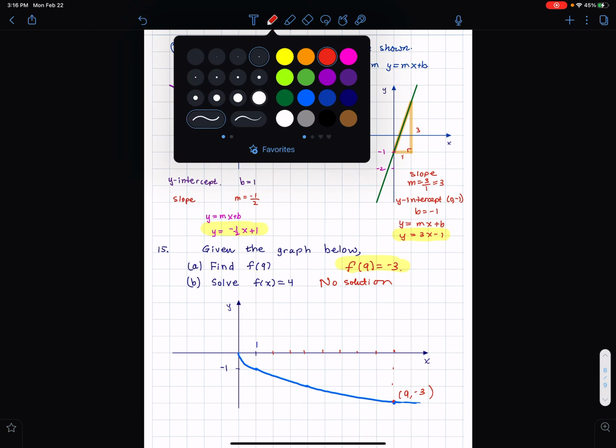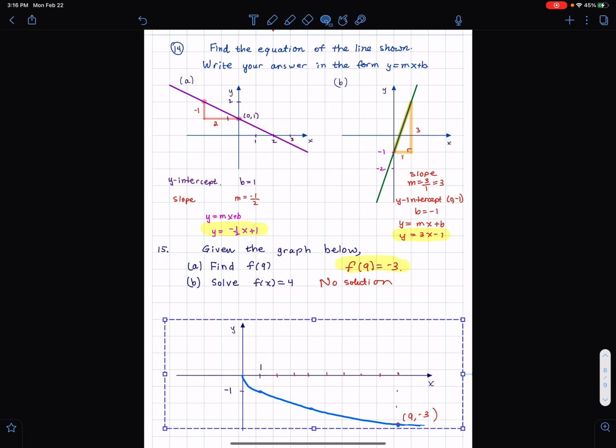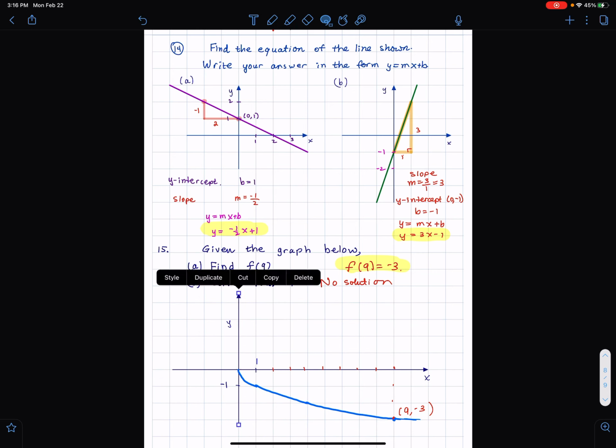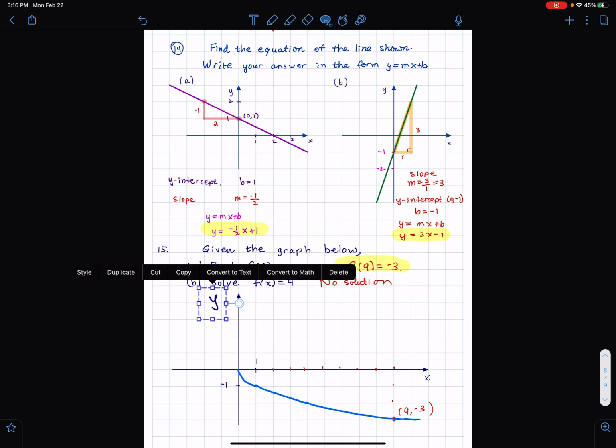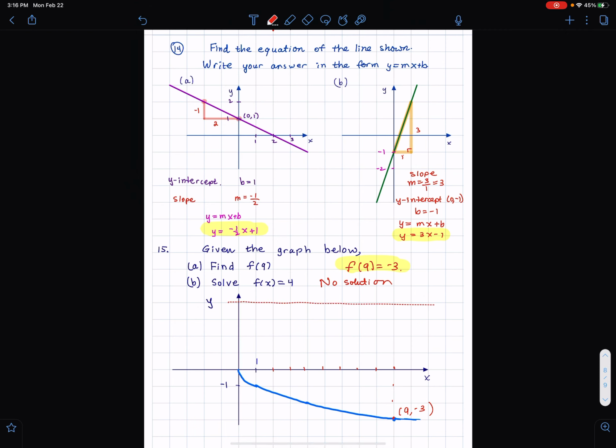So this has no solution. y equals 4 is way above. So once again, lack of attention to details is something I used to see on reports when I had an office job. But y equals 4 is way up here. So we can see there's no solution there.